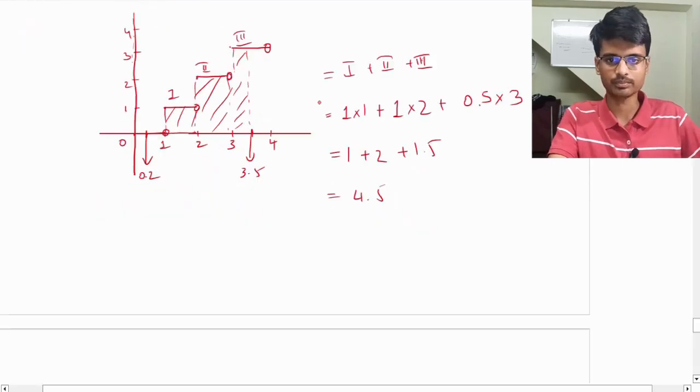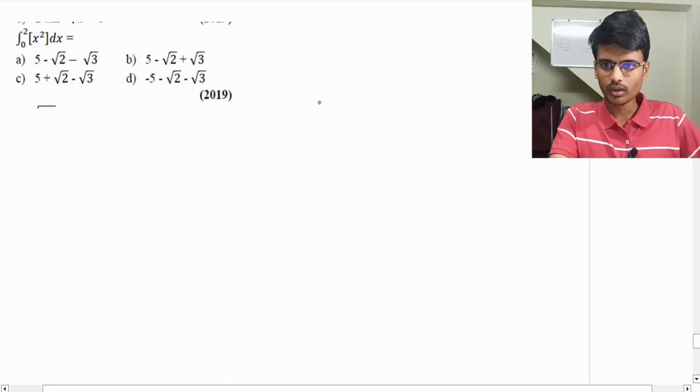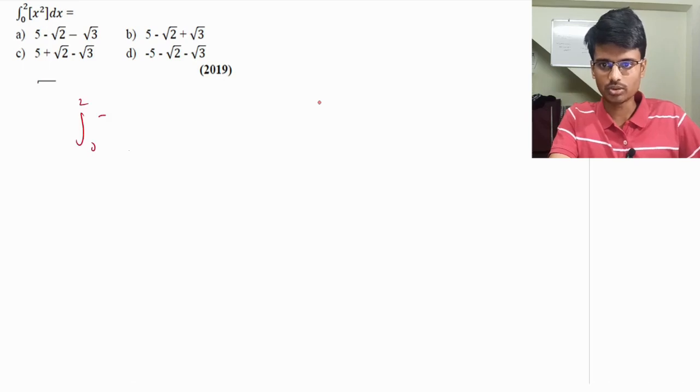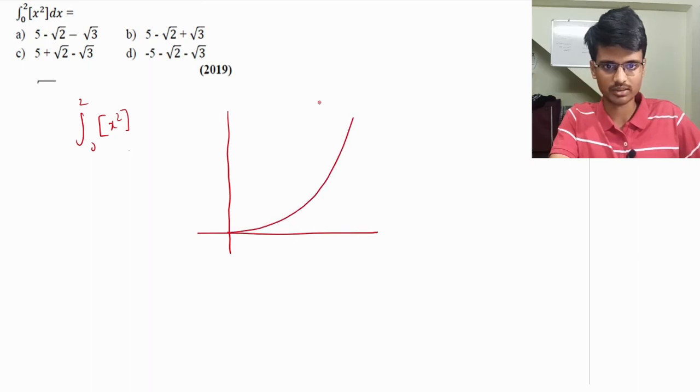Okay, moving on. Again, this is an interesting question. So we have got a 0 to 2 step function. Again we have got a step function, but this time it is x square. So how to solve these kinds of questions? So you know what an x square graph is, right? It is something like this. Let me call this 1 and this 2.